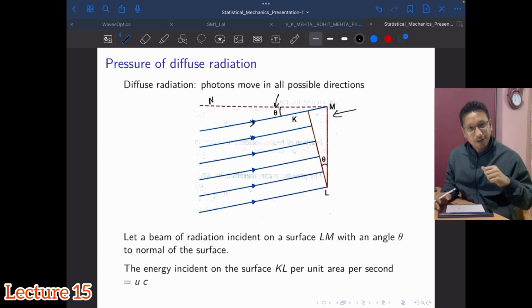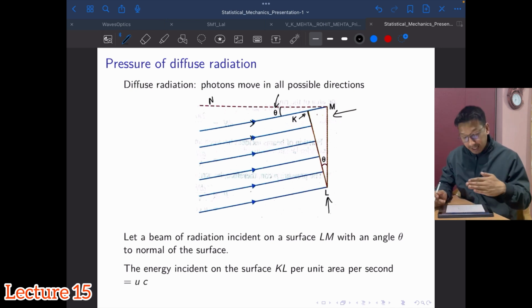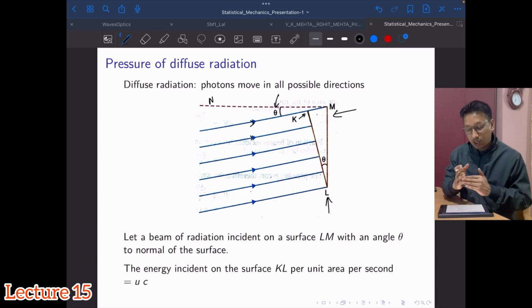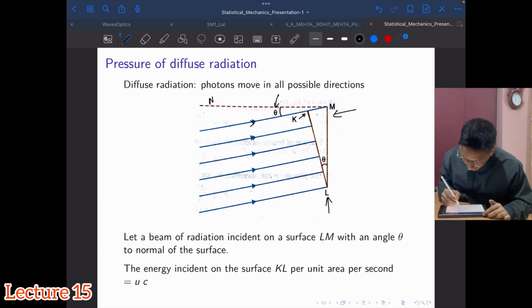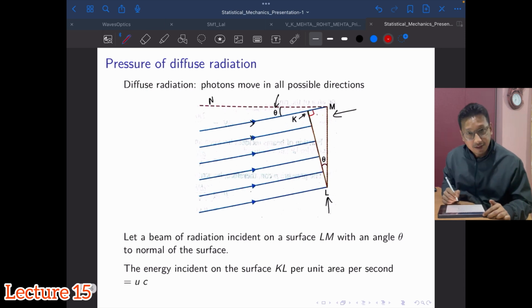Now if we apply basic mathematics, that is similarity of triangles, you will see that this plane KL, so this is K and this is L, is perpendicular to the radiation direction, or this beam of light. So KL is a plane perpendicular to the beam of radiation. That means this angle is 90 degrees.